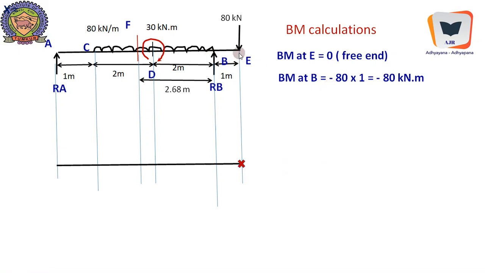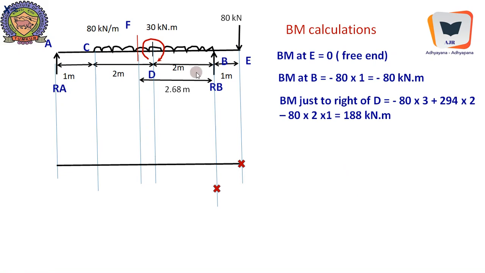Bending moment at B equals minus 80 into 1, because it is hogging bending moment, minus 80 kilonewton meter, so it is coming down, it is marked. And bending moment just to the right of D, because a concentrated moment is there. Whenever a concentrated moment is there, while computing bending moment we should treat it the way we treat concentrated loads when we compute the shear force values. So bending moment just to the right of D, we should exclude the effect of the 30 kilonewton meter.